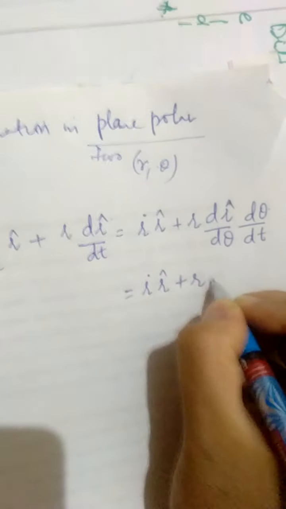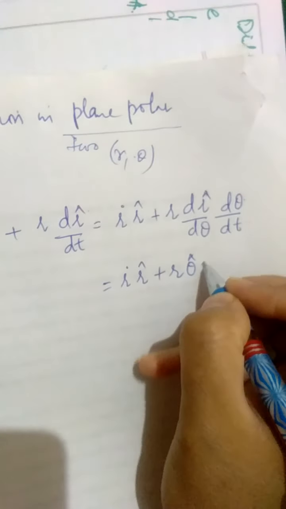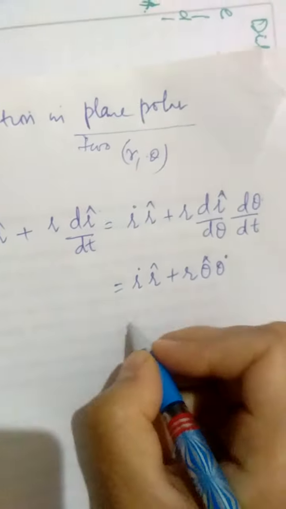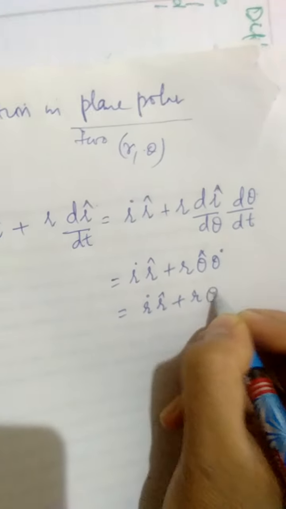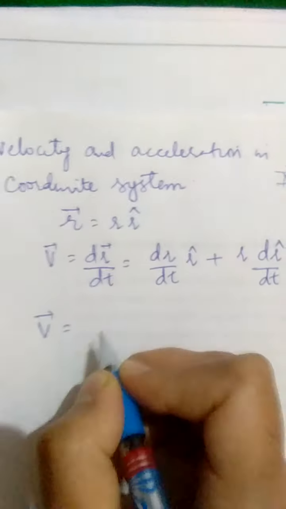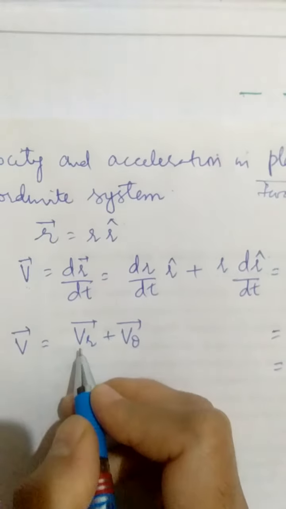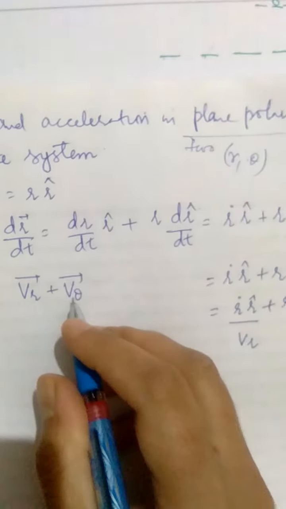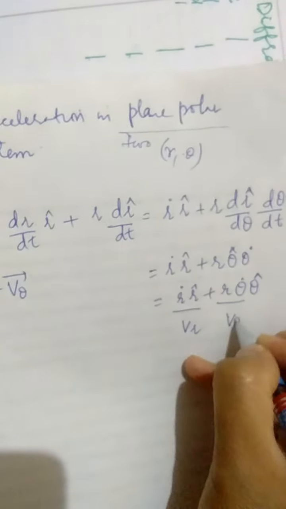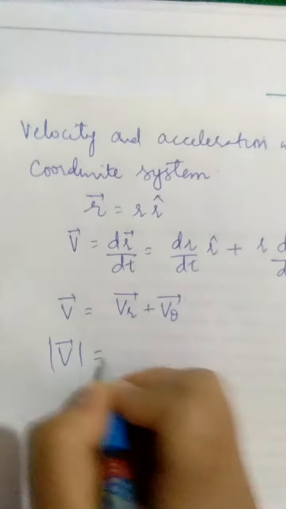This is r. You have done it previously, that dr cap by d theta is theta cap, and d theta by dt is obviously theta dot. Now we can choose to rearrange it. r dot r cap plus r theta dot theta cap. Therefore, this velocity in plane polar coordinate can be written as Vr plus V theta. That is, it has two components, a radial component given by this and an angular component given by this, V theta, right?